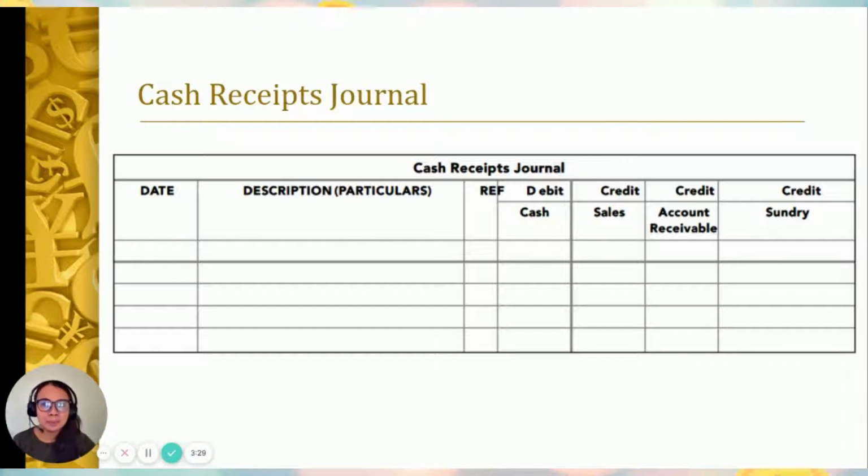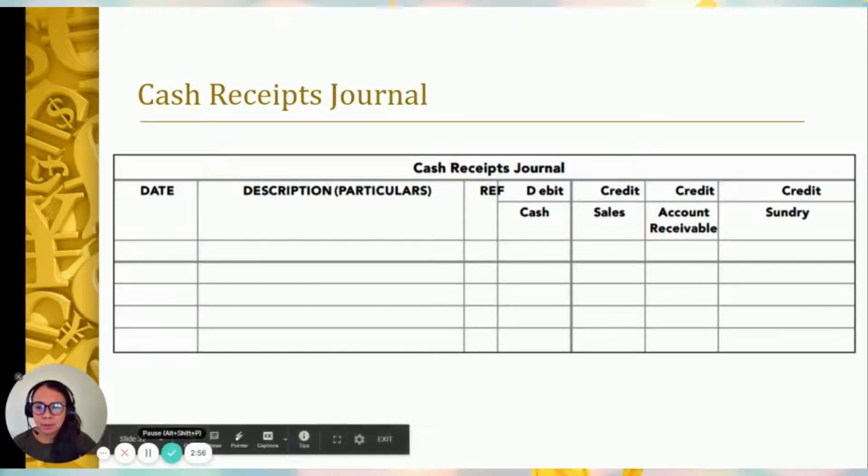Okay, and we've got three other columns in here. These are the major categories of receipts. You have cash sales, you have the collection of accounts receivables, and the sundry column. So basically, when you do cash sales, then you receive cash and they record it as revenue. So one of the major credit accounts would be sales. And then we also receive cash when we collect accounts receivable. So there's also a special column for that.